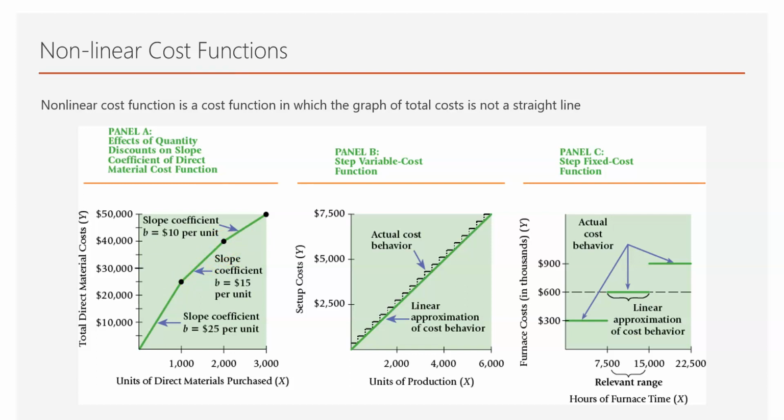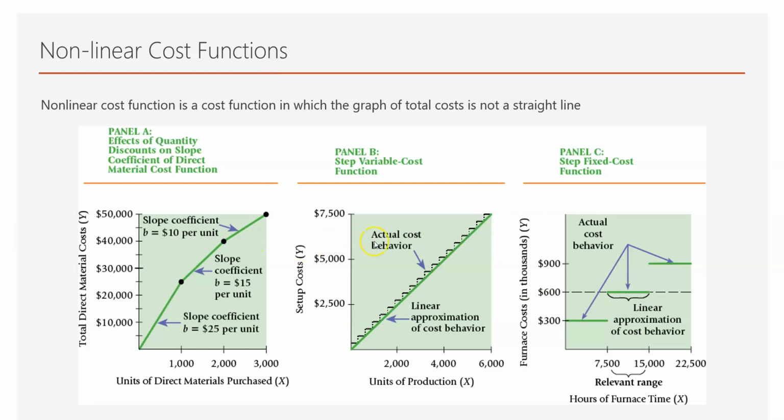If we buy more units above 1,000, then we're only going to pay $15 per unit of direct material. But then let's say a contract says, wow, you guys are buying big, so I'm going to give you a bigger discount. If you buy more than 2,000 units, we're only going to charge you $10 per unit for every unit above 2,000. In this case, your slope coefficient is going to be different based on the quantity discounts. In fact, a lot of companies will offer their business customers quantity discounts.